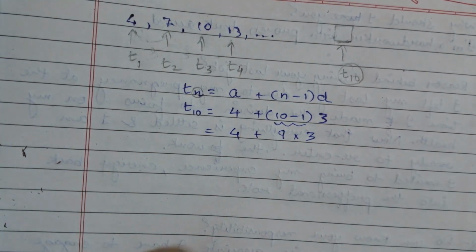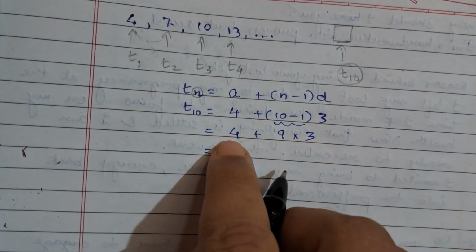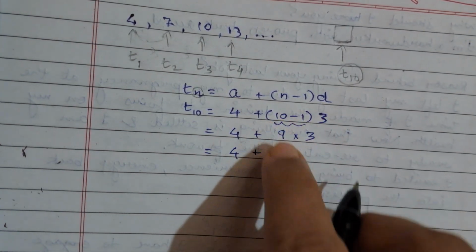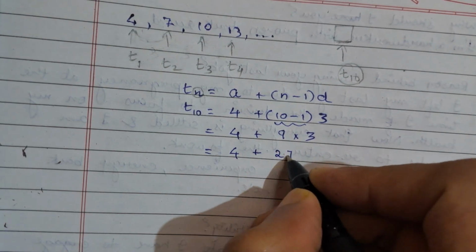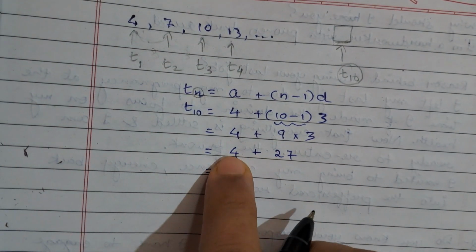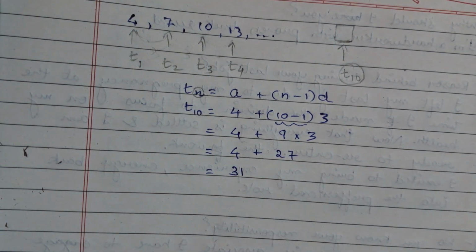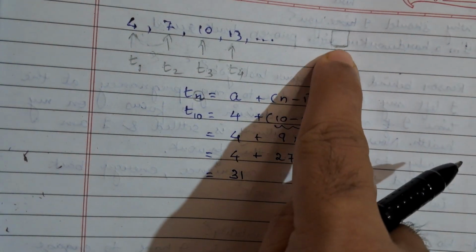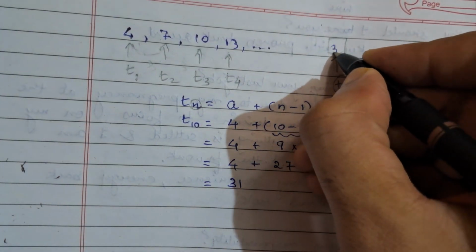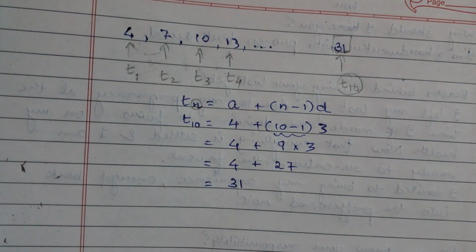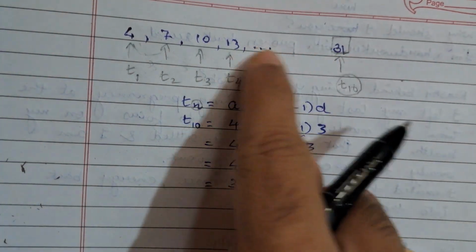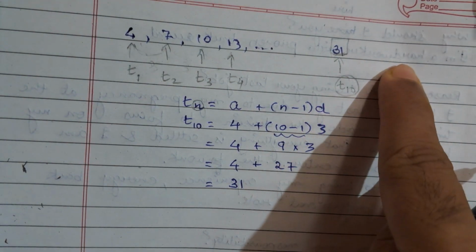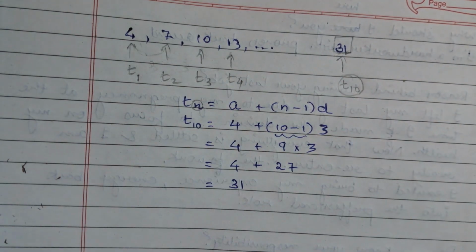9 into 3. As per BODMAS, first we should multiply and then we should do the addition, right? So I will just write it as it is over here, and I will focus on multiplying these two numbers. 9 3s are 27, and finally 27 plus 4 is 31. This means T10 is 31. That means this 10th term, which I did not know till now, is nothing else but 31. Interesting. So even if I don't know the numbers coming in between, I can still find the 10th term. I can find the 20th term, 30th term, 40th term, any term.